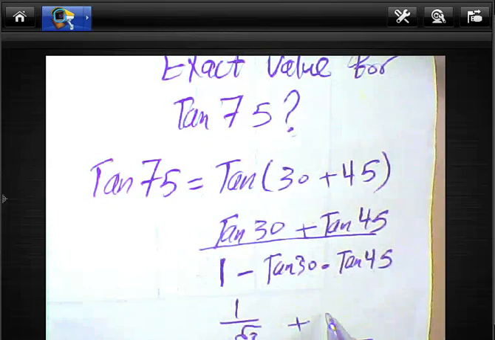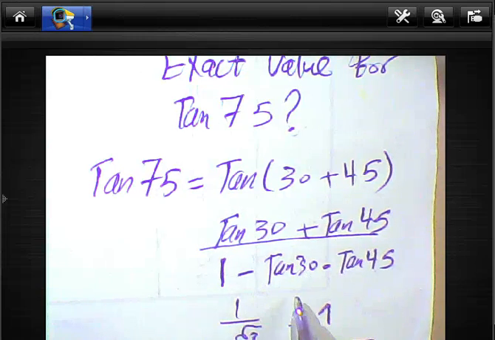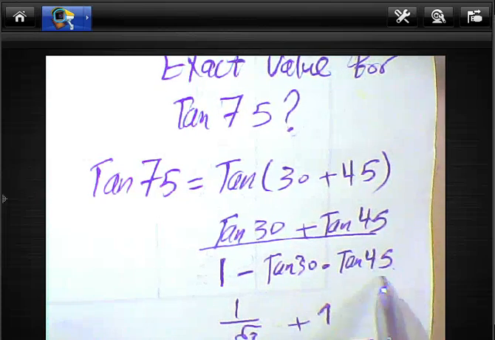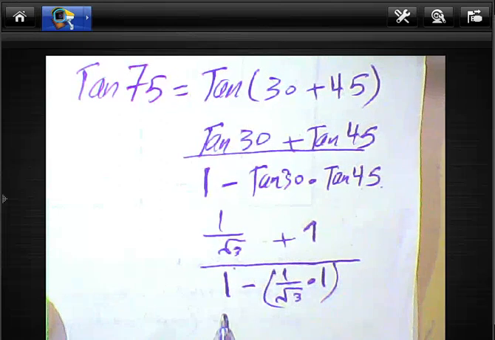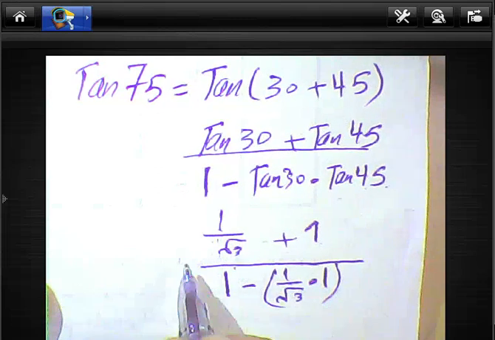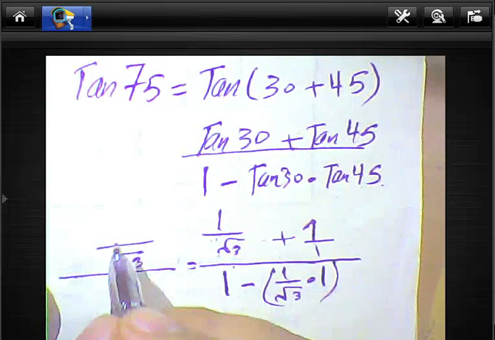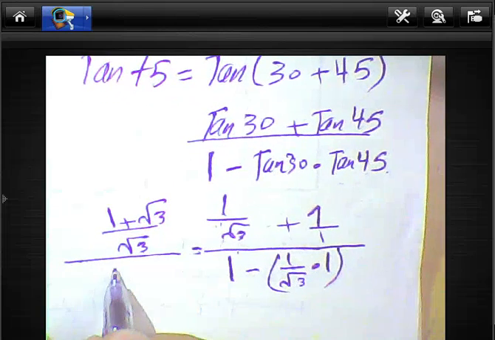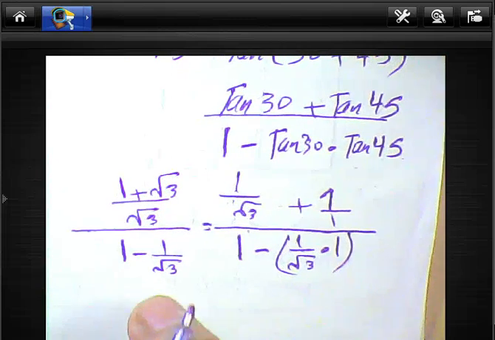plus tan 45 over 1 subtract tan 30 times tan 45. What is it? We know tan 30 equals 1 over root 3, multiplied by tan 45 equals 1. Tan 45 equals 1. Okay, 1 plus 1 over root 3, we can simplify it. We can write root 3 in the numerator and 1 multiplied by 1 equals 1. Root 3 times 1 equals root 3 over 1 subtract 1 over root 3. Okay, and we can simplify it here.